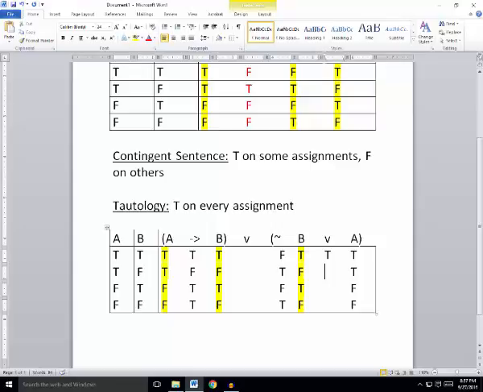In the second assignment, they're both true. Now that means at least one is true, so it's going to be true again there. On the third assignment, both sides are false. So that means it's false on that assignment. And the last assignment, the left side's true, so that makes it true.